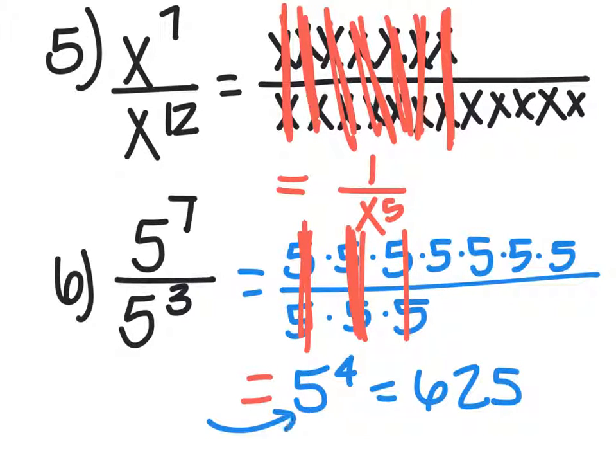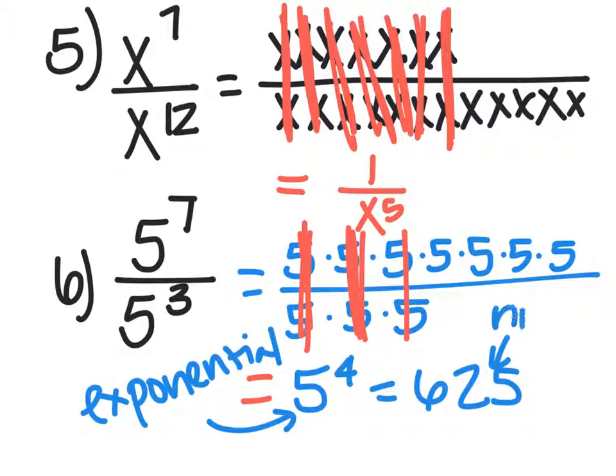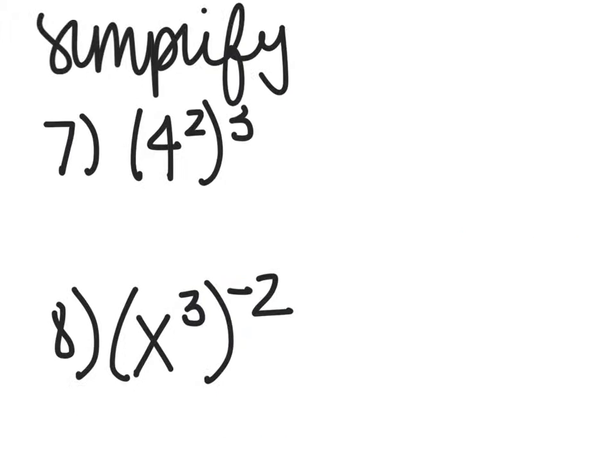So remember, this would be my exponential form because it has an exponent. And then this is going to be my numerical form because it's actually a number. And you're going to have to write both on some of the problems. Now, remember that on this problem where I have 1 over x to the 5th, I cannot write this in numerical form because it's not numbers. Because there's a variable in there, I'm going to leave it in exponential form.